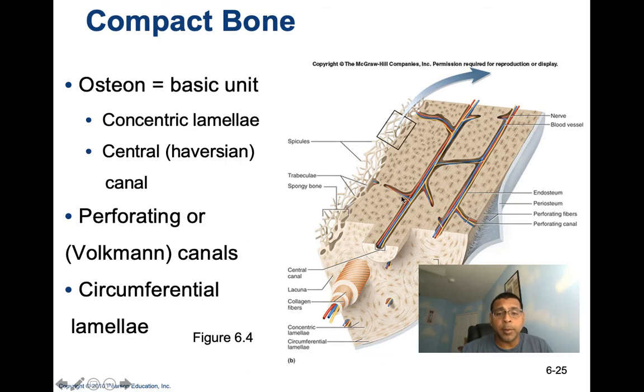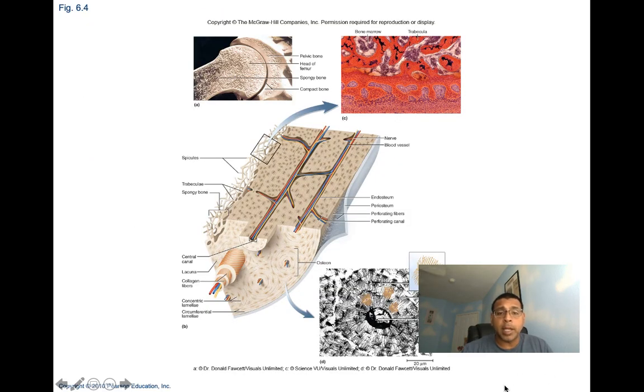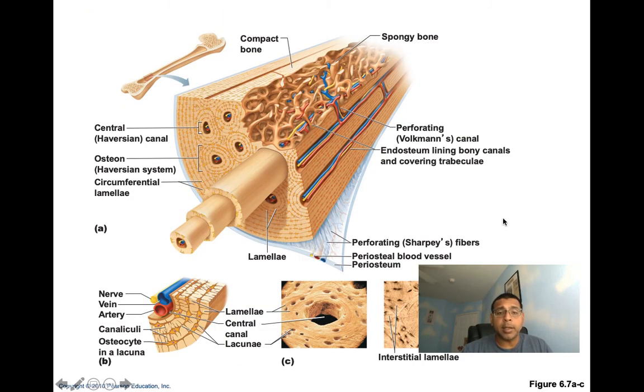So let's move from here to here. You can appreciate the same thing here. So we'll remove one osteon, and here you can appreciate all the various lamellae. When we talk osteons, osteons are known as the Haversian system. They are the structural units of compact bone.